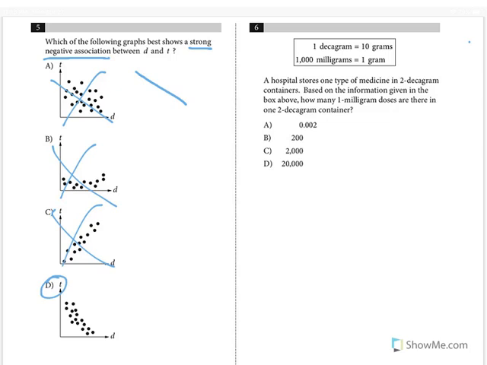So let's look at 1 decagram. I'll just say DCG. You don't hear too much about decagrams. All right. That equals 10 grams. So we're going to say 10, but each gram is 1,000 milligrams. So 1 decagram is equal to 10,000 milligrams. And then multiplying by 2, that means 2 decagrams is going to be 2 times that. So that's 20,000 milligrams in a 2-decagram container.